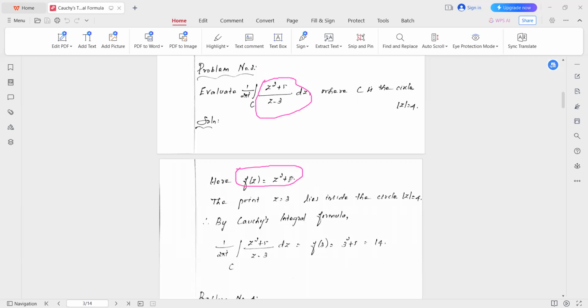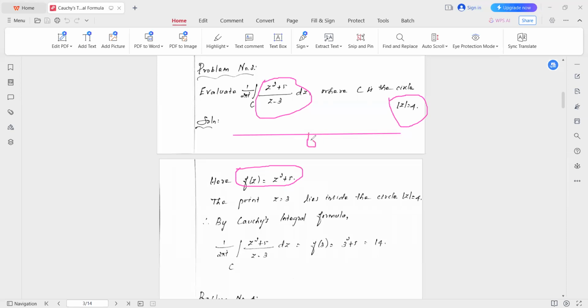So next, at which point does the analytic fail? The point 3. Okay, at point 3 the analytic fails. So now we are going to check whether this point 3 lies inside this circle. So mod z equal to 4 means what? It's a circle with the center 0 and radius 4.